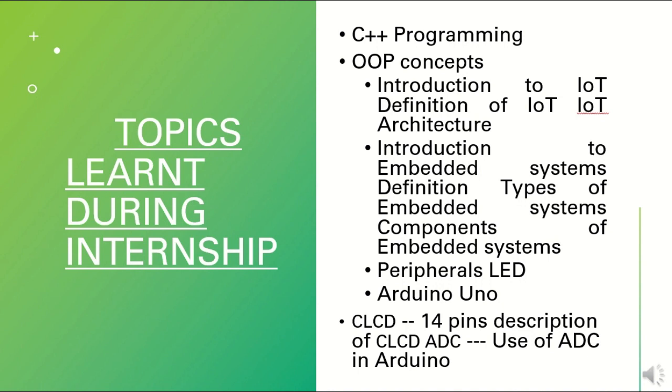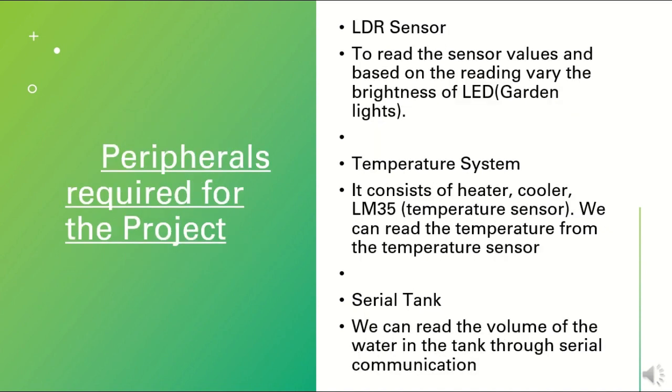I also learned an introduction to embedded systems, their definition, types and concepts, peripherals like light emitting diode, Arduino UNO, and the 14 pins description of CLCD. In ADC, the use of analog to digital converter in Arduino, I learned about the light dependent resistor sensor to read the sensor values, and based on the reading vary the brightness of LED garden lights. The temperature system consists of a heater, cooler, and LM35 temperature sensor. We can read the temperature from the temperature sensor and the serial tank.